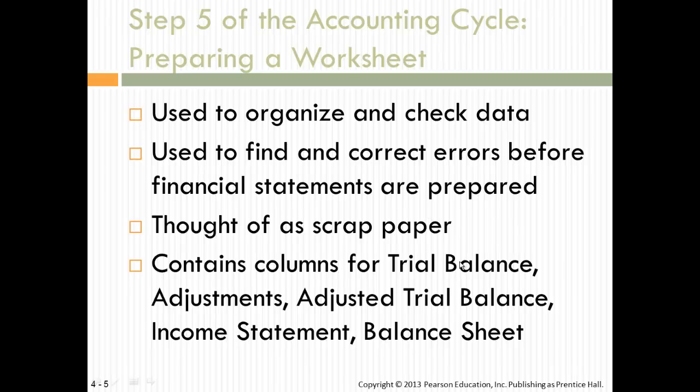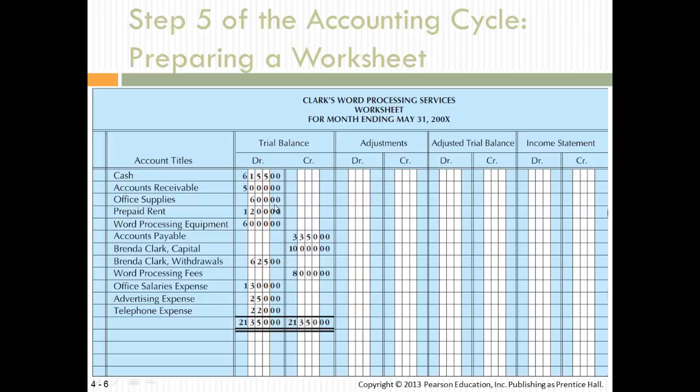Okay, here's what the book says about a worksheet. It's used to organize and check data, find and correct errors. It's kind of like a piece of scrap paper, and it contains columns. This is definitely something you can do in Excel. In the olden days, we used to do it on paper, but now we have Excel, which accountants love. So here's your trial balance. As you can see, it's in the trial balance order. Then you have your adjustment columns. Then you get an adjusted trial balance, and then you start your financial statement columns.